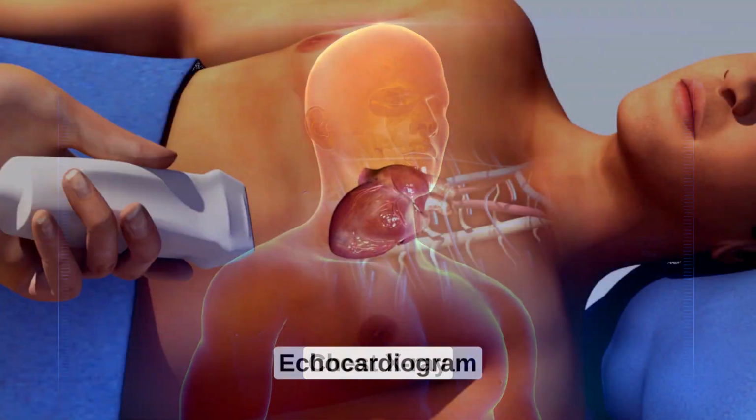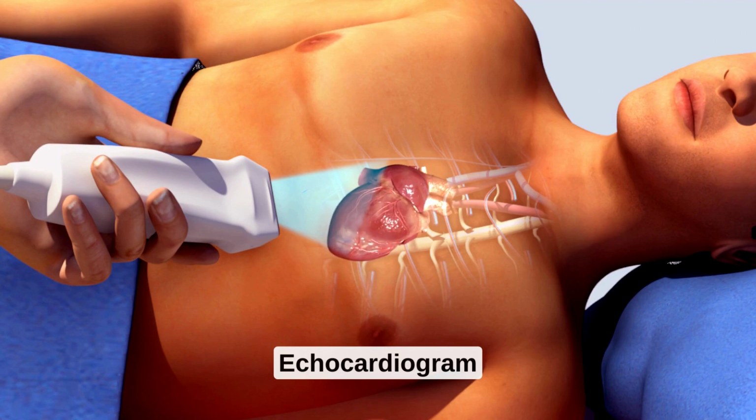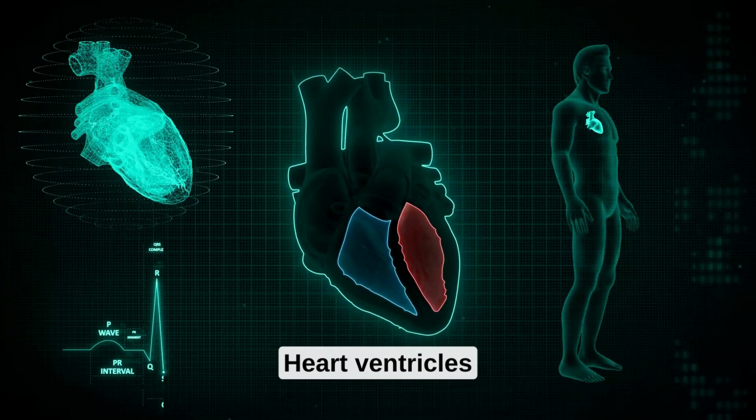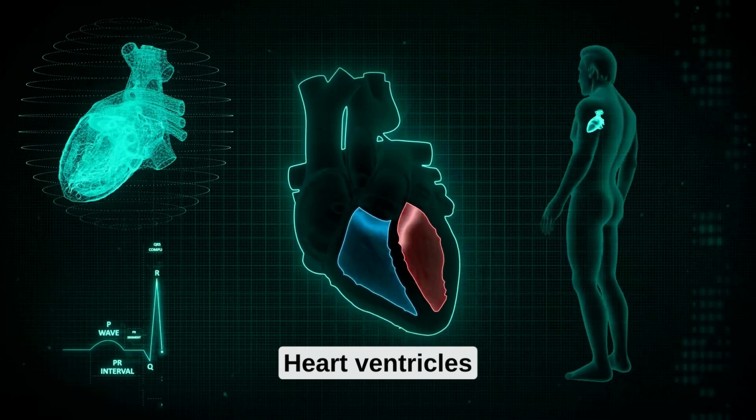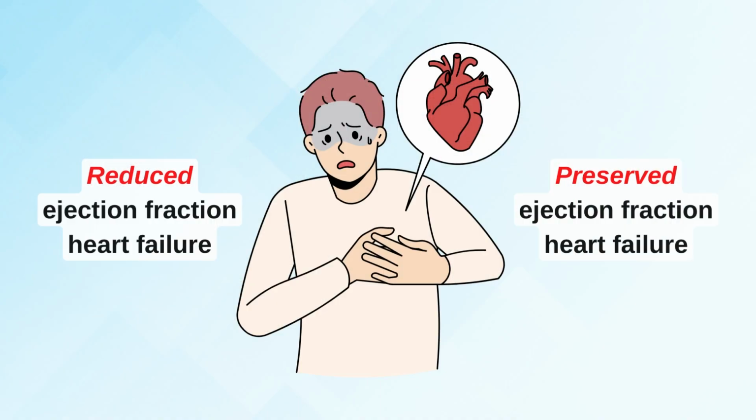What we will do now when we do an echo, that's an ultrasound test, is we will check if the ventricular function is reduced or not. And then we can divide the patient into reduced ejection fraction heart failure or preserved ejection fraction. We usually abbreviate it as HFrEF, that is standing for heart failure with reduced ejection fraction. And then we have the preserved one, which we abbreviate as HFpEF, that is heart failure with preserved ejection fraction.